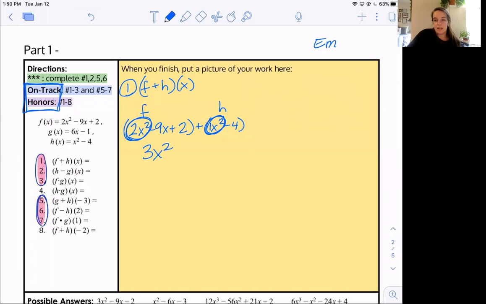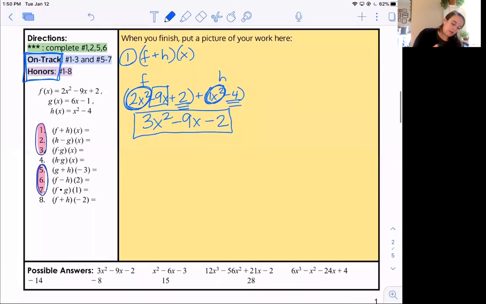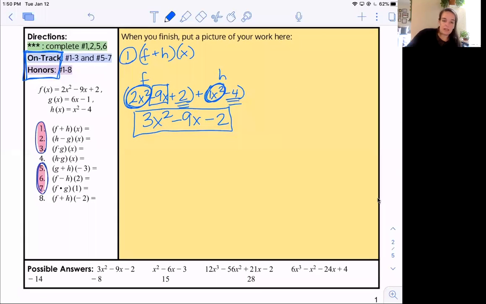Thank you all. And then Elder, I see you in the chat. We can also combine the -4 and the +2. And then that 9x doesn't have any friends. It's just hanging out by itself. So we'd have negative 9x like that. So then the positive 2 and the negative 4 make negative 2. I appreciate that. Awesome. Grace, I see you in the chat too. Thank you. So this is going to be my answer for number 1. And I can go ahead and see that it is in my answer choices right here. So I can go ahead and cross that one out right there. Cool. Already know number 1.